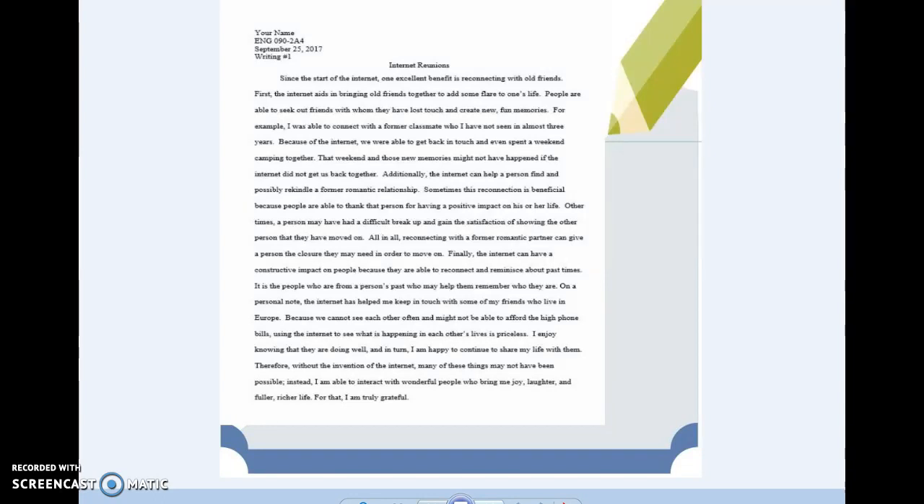Additionally, the internet can help a person find and possibly rekindle a former romantic relationship. Sometimes this reconnection is beneficial because people are able to thank that person for having a positive impact on his or her life. Other times, a person may have had a difficult breakup and gain the satisfaction of showing the other person that they have moved on. All in all, reconnecting with a former romantic partner can give a person the closure they may need in order to move on.